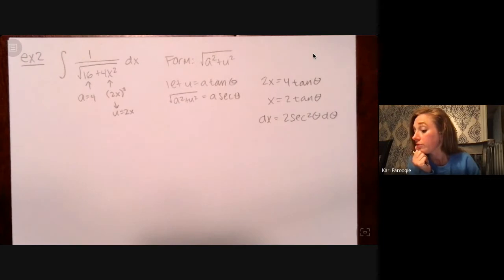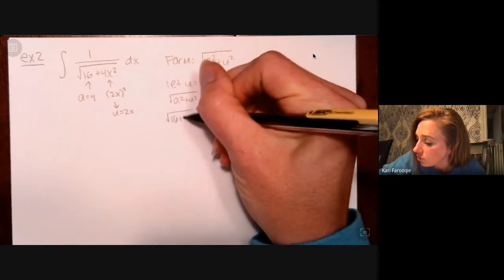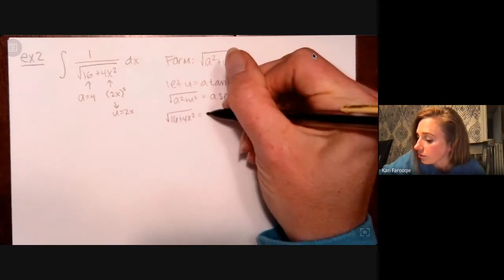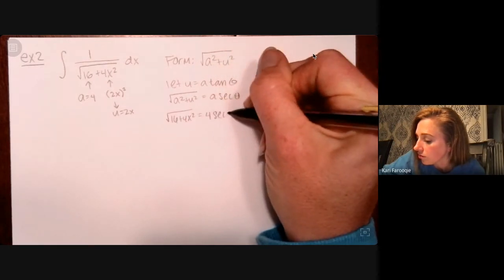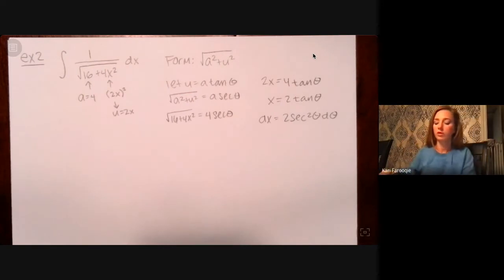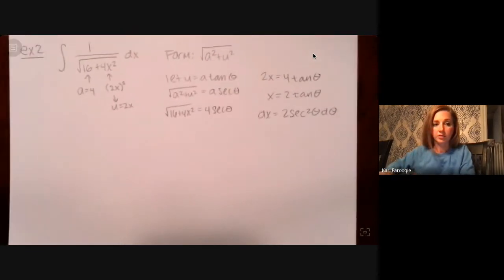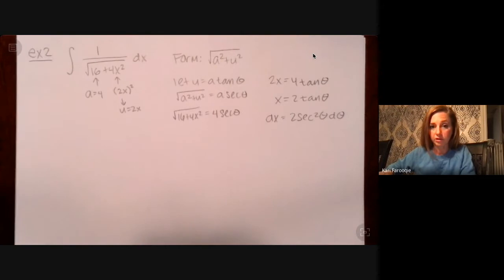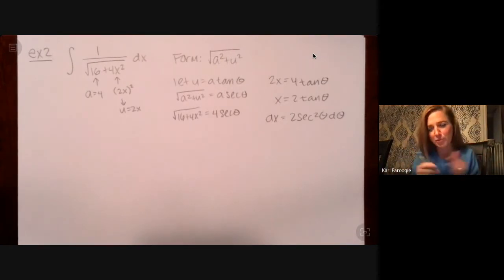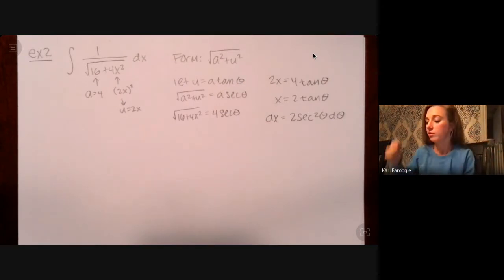Okay. Now we need to go ahead and make the substitution for the radical. So we are going to say that 16 plus 4x squared under the radical is 4 secant theta. All right, I'm going to put my substitution cheat sheet away because I've used it now. And the next thing I need to do is just plug everything in and integrate. It all seems so simple, right? We'll see. Actually, this one's not that bad.